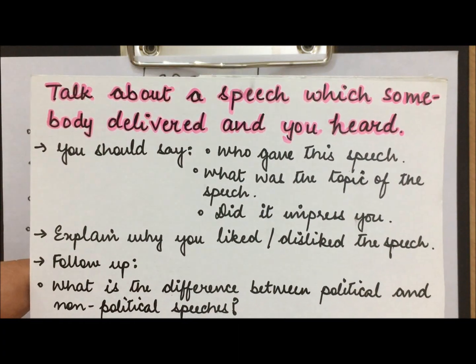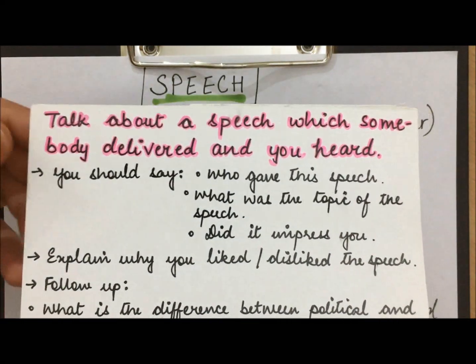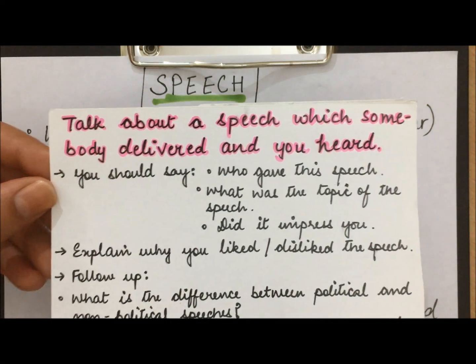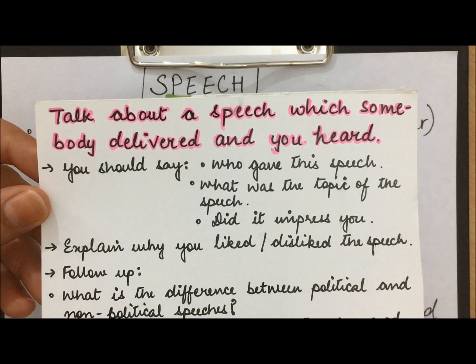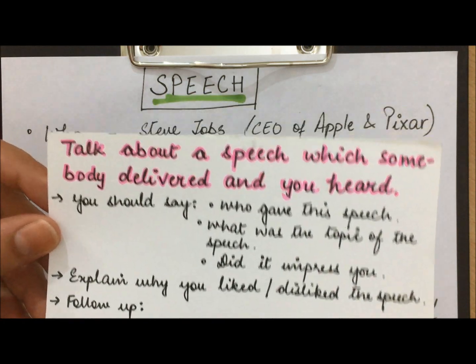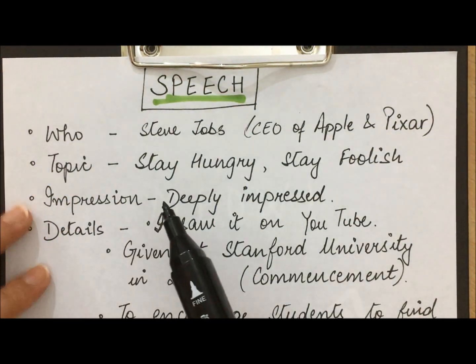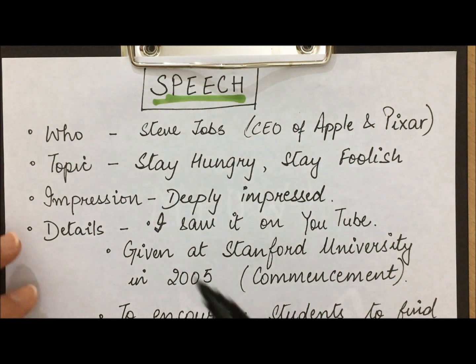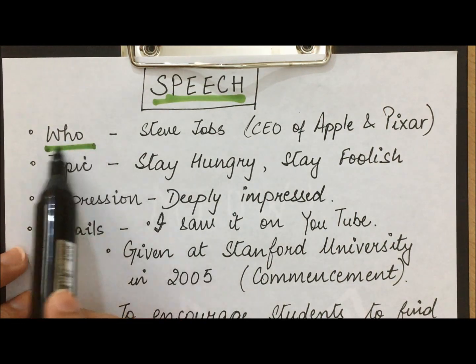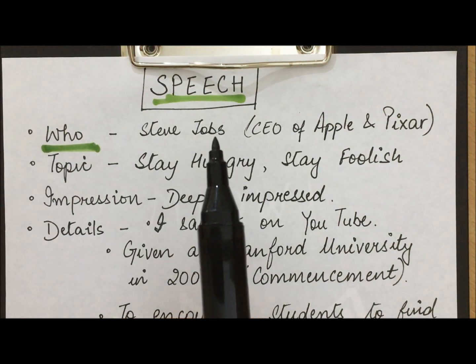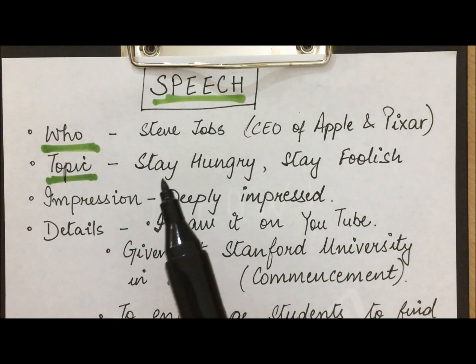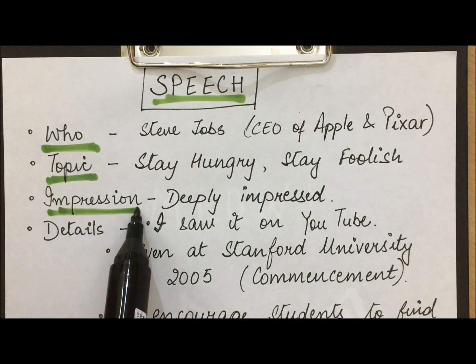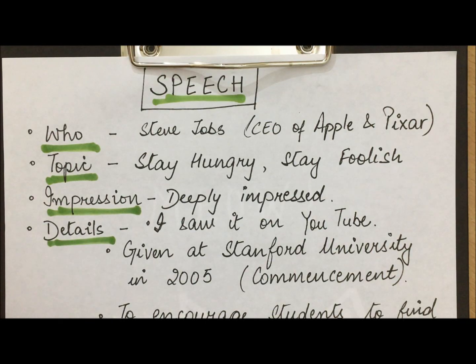Okay, so it's a simple enough cue card. And that is going to be the second part of your speaking. The cue card is the second part of your speaking. It's the long turn speaking, so you'll have to speak for at least 2 minutes. Now let's have a look at the cue card questions in detail. First thing they have asked us, who gave this speech, right? Second thing they have asked is the topic. What was the topic? The third is the impression, and the fourth is the details.